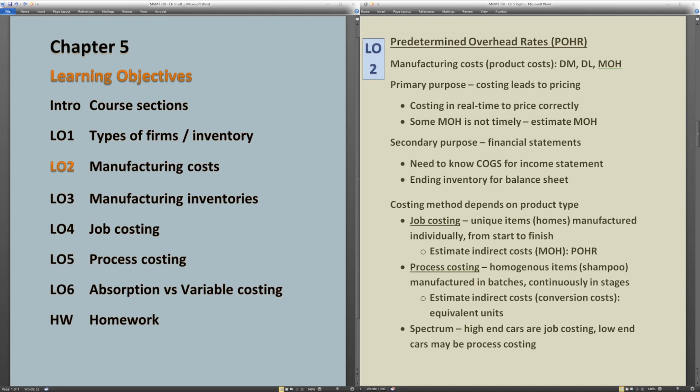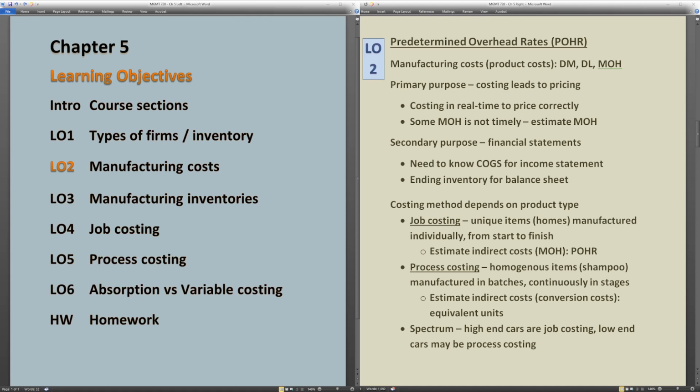So there's a couple of things that we need to know about process costing. They also have indirect costs, but we use a slightly different method because the product is different. Because the product's different, we use a slightly different way to estimate the indirect costs. And we call these indirect costs conversion costs. And we use a method called equivalent units. Of course, we'll go over that more once we get there.